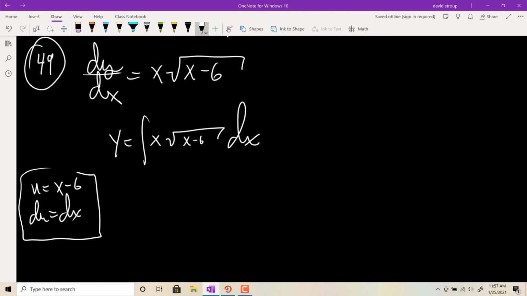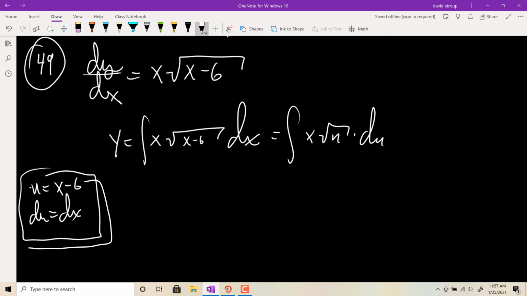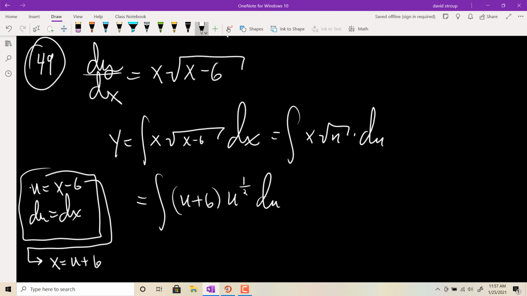So there's real work to do there, but when you do the integral, something happens, right? You get x times the square root of u times du, and that x doesn't go away. So what do you do? You have to go back to the original equation here and rewrite x. So x will be u plus 6. Okay, so I have the integral of u plus 6 times the square root of u, which is the same as u to the 1/2, du.